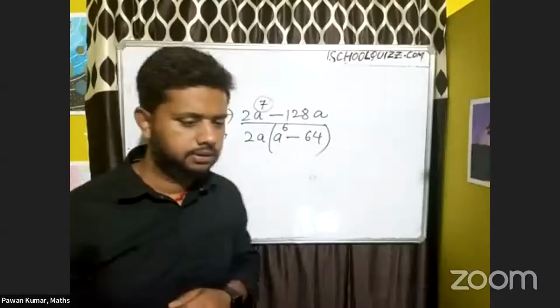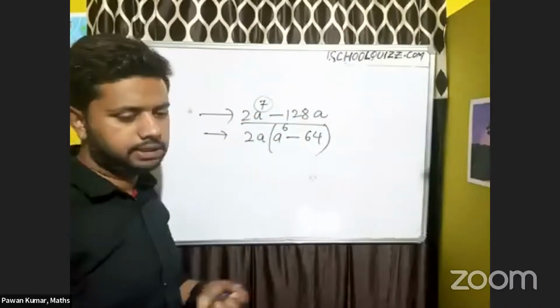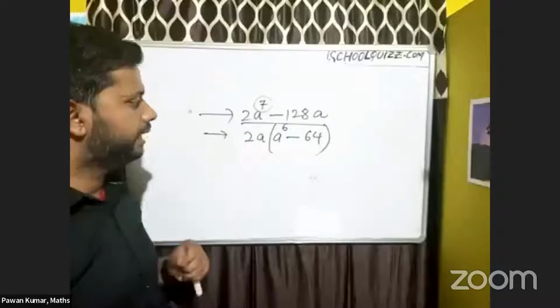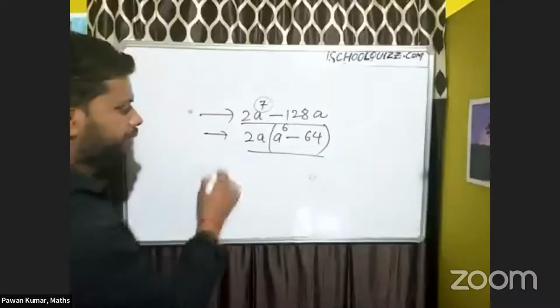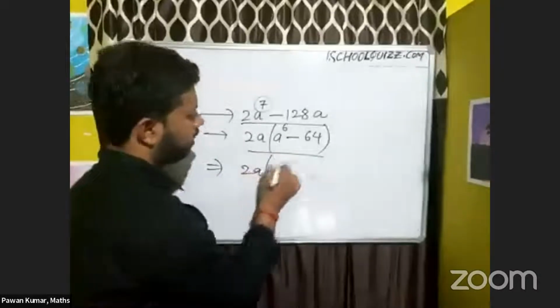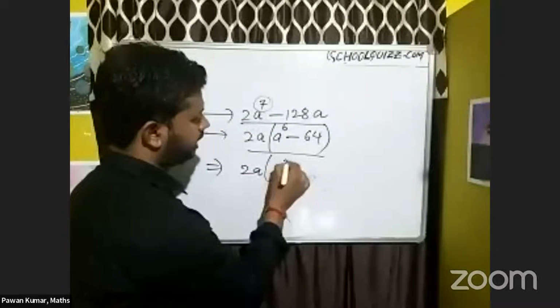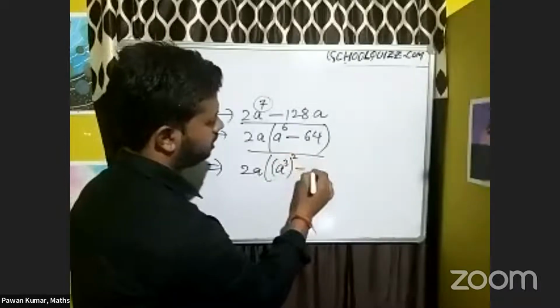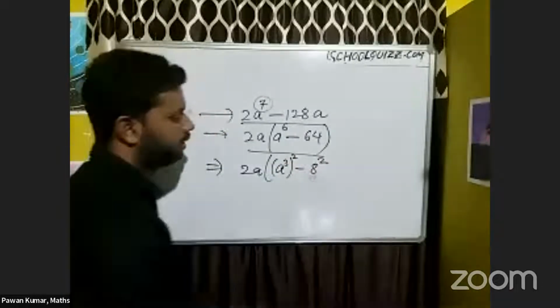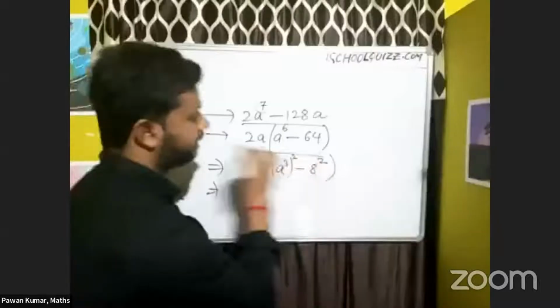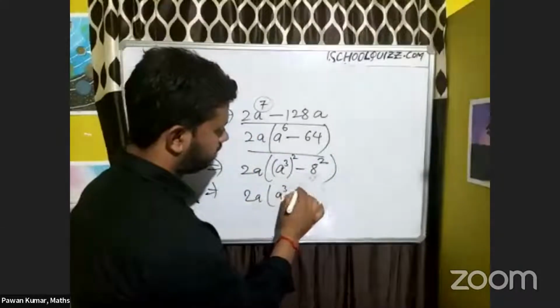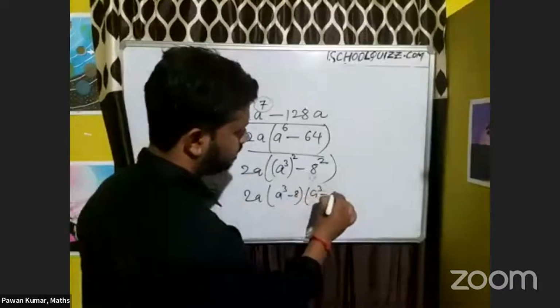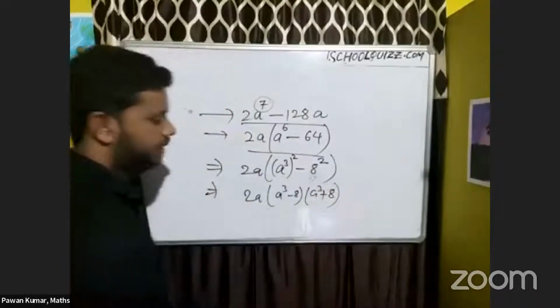So what I think, if I take one a from both of these and take the 2 out as well, then I am getting this type of equations, correct? So why don't I do this: 2a to the power 6, can I write it as a cube whole square minus 8 square? Can I do it? Yes, sir. So here also the form a square minus b square has come, so 2 of a cube minus 8 and a cube minus a plus 8, okay?